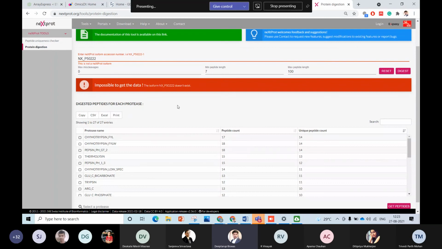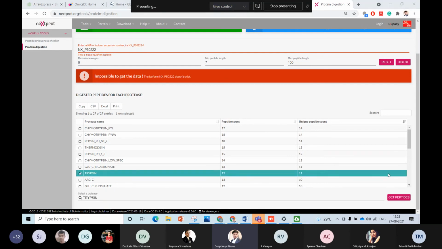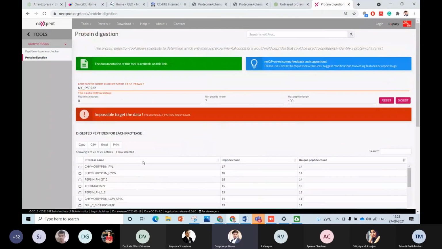Yeah, so as you can see, it is telling that this particular protein does not have an isoform, but don't worry, we have digested peptides information over here, where you can click trypsin, and finally you can come here and get peptides to get the list of peptides. I have already shown this, and you are aware of this part.